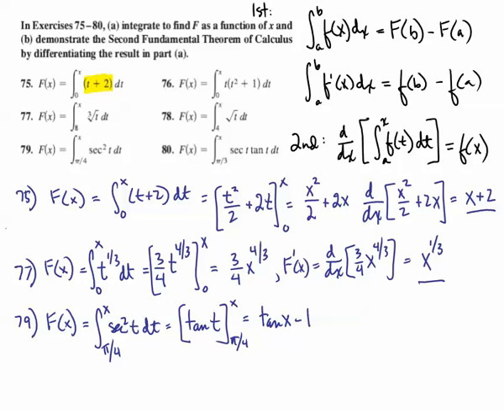Now we're going to see why it doesn't matter what that lower limit of integration is, because when we take the derivative here, the derivative of tangent of x minus 1 is derivative of tangent, which is secant squared of x, and the derivative of 1 is 0. So we end up with secant squared of x, which is essentially again the integrand that we had in each of these cases here.